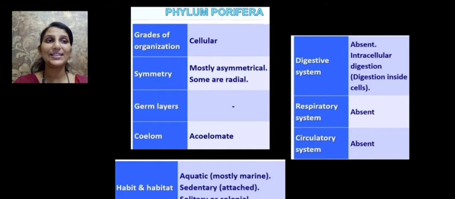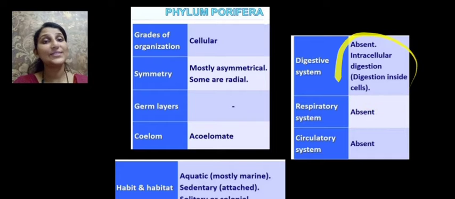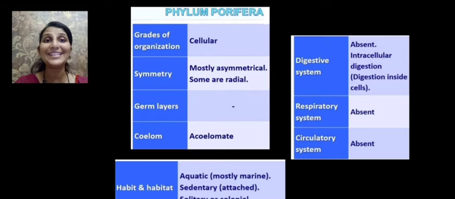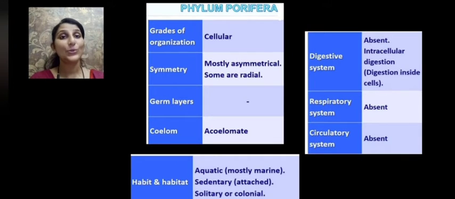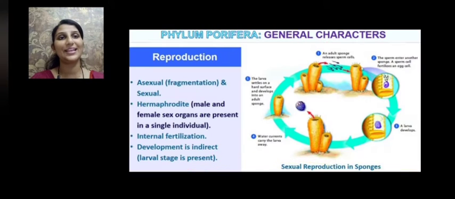About the digestive system, a proper digestive system is absent, and digestion is intracellular, that is, it takes place inside the cells, that means inside the food vacuoles. So intracellular digestion is seen in Phylum Porifera, and the respiratory system is also absent, the circulatory system is also absent in the case of Porifera.